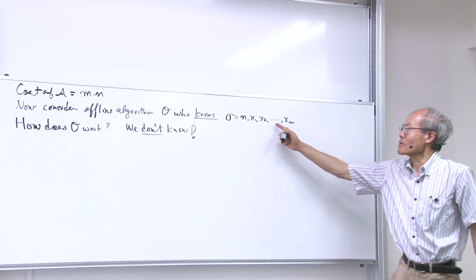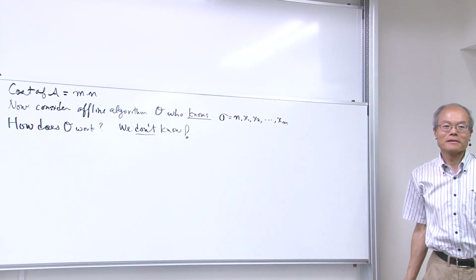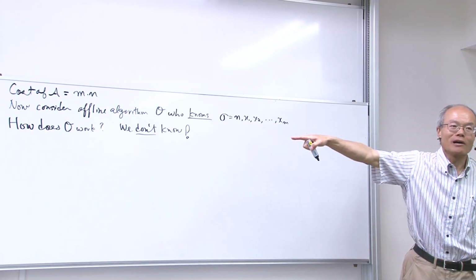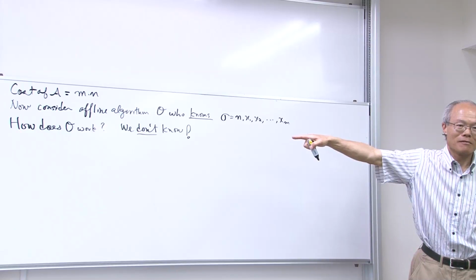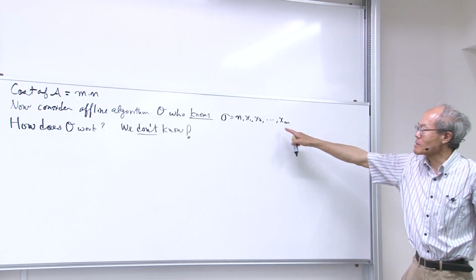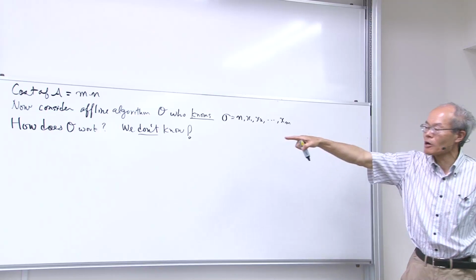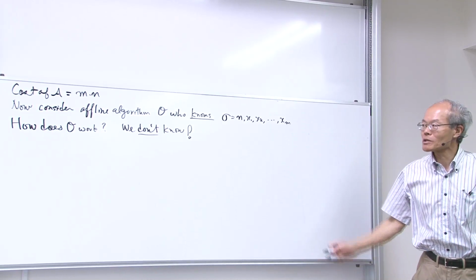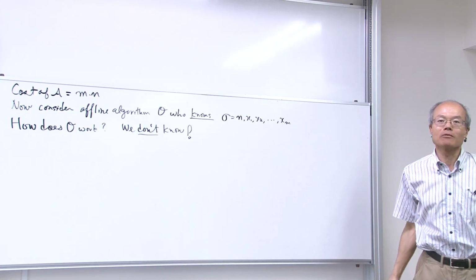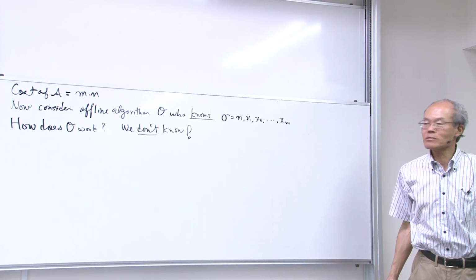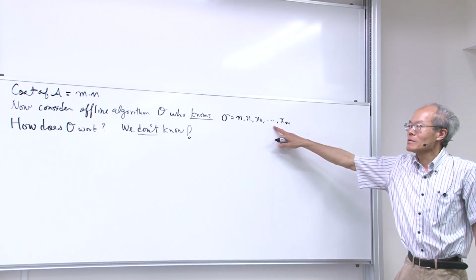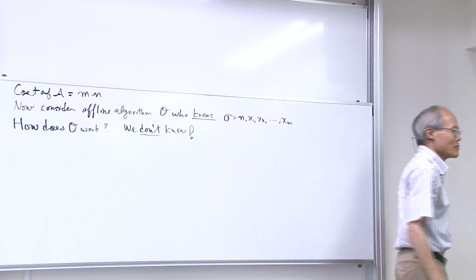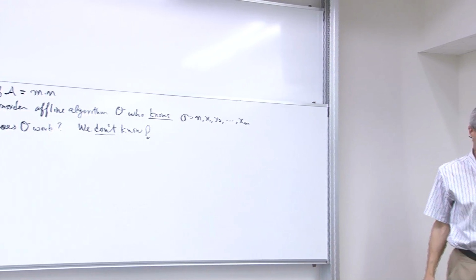Because we don't know this input. This input is determined by algorithm A. We don't know this request because this request is determined by algorithm A, and we are now considering any online algorithm A. So we don't know this input. That is why we don't know how the optimal offline algorithm works.